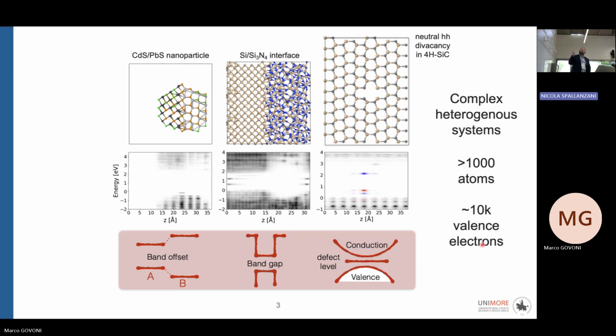And in all these systems, you have to describe thousands of atoms just because the system is complex and heterogeneous, and you have valence electrons. So you may have up to 10,000 valence electrons. So these are large systems for this method.